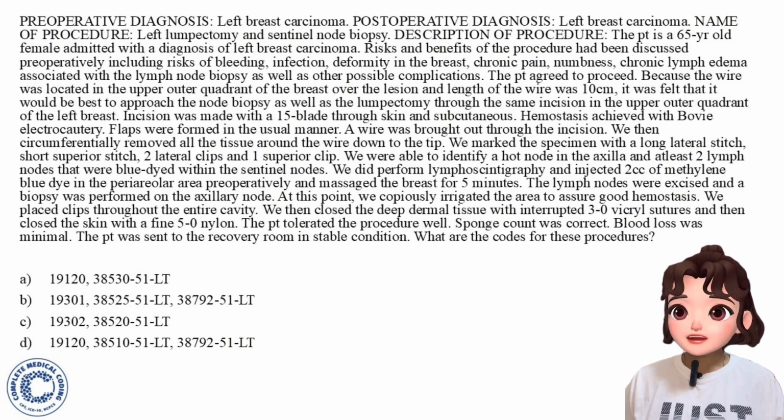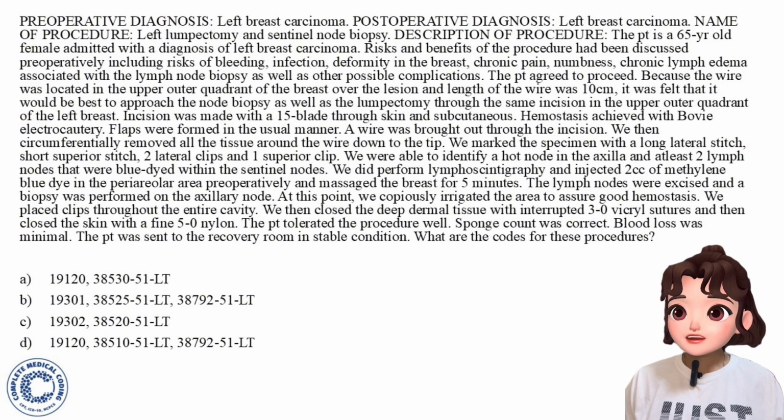Because the wire was located in the upper outer quadrant of the breast over the lesion and the length of the wire was 10 cm, it was felt that it would be best to approach the node biopsy as well as the lumpectomy through the same incision in the upper outer quadrant of the left breast. Incision was made with a 15 blade through skin and subcutaneous tissue. Hemostasis achieved with Bovie electrocautery. Flaps were formed in the usual manner. A wire was brought out through the incision.